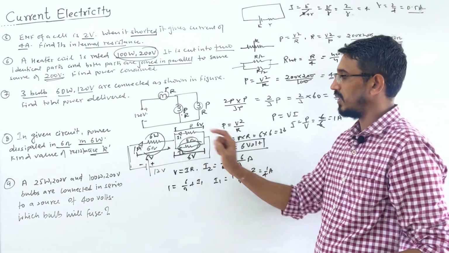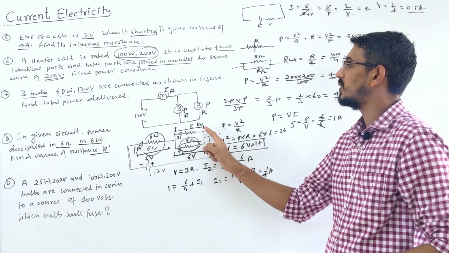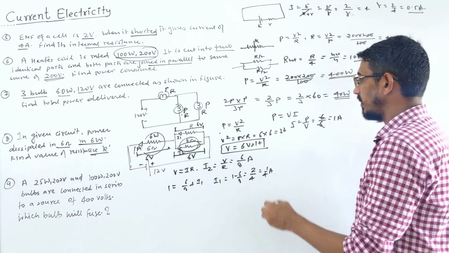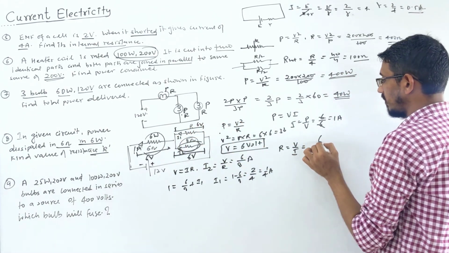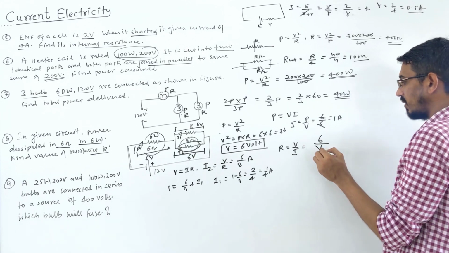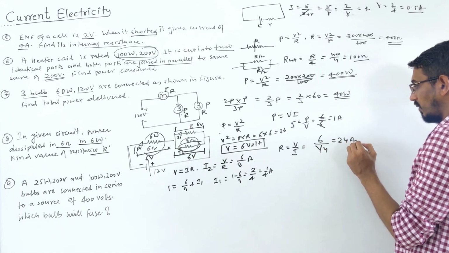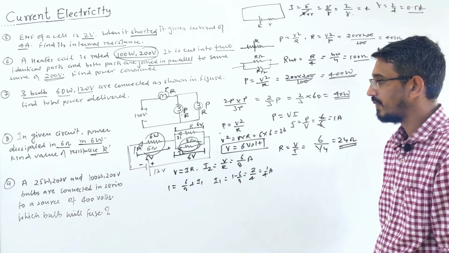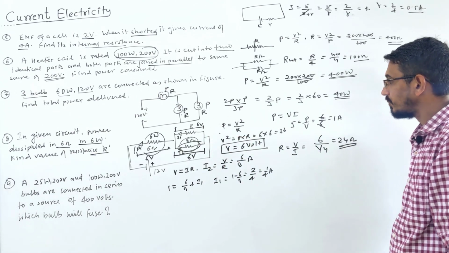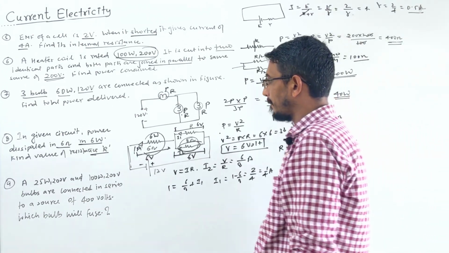This is the current in this branch. Current we know, voltage drop is 6 volt here. So now resistance is what? V by I. Voltage here is 6 volt, current is 1 by 4, which means 24 ohm. That's your answer. So this is the resistance of 24 ohm. Clear? Okay. One last question.